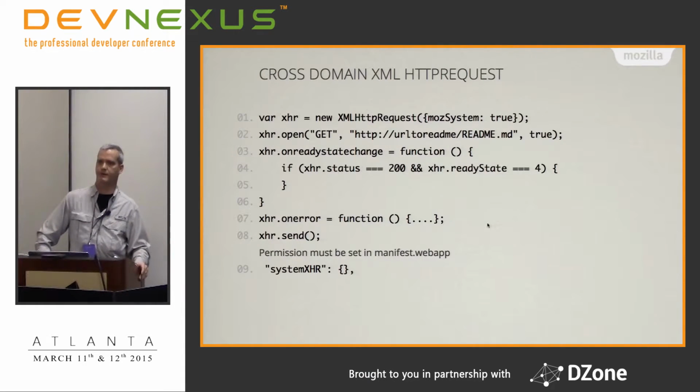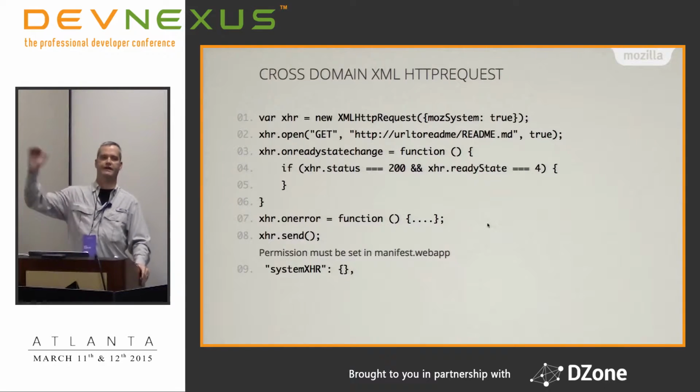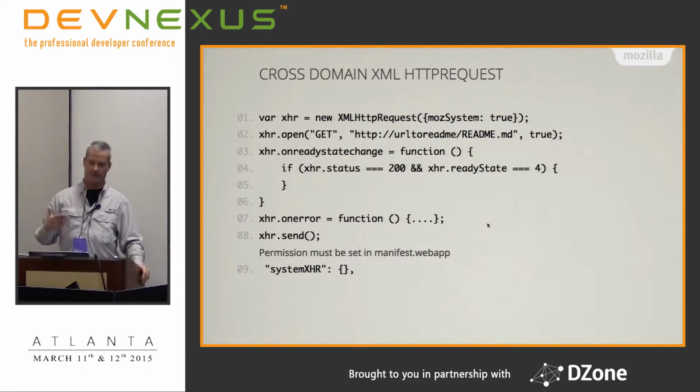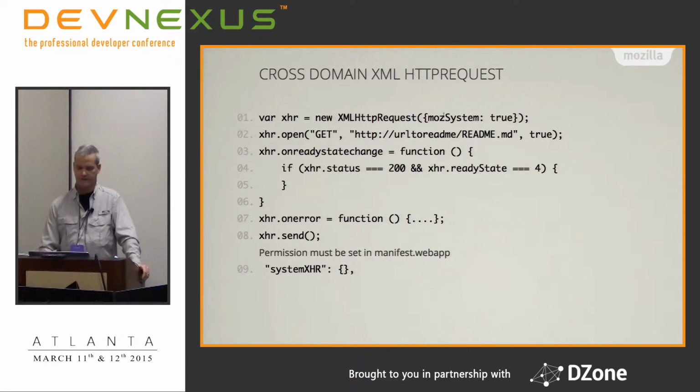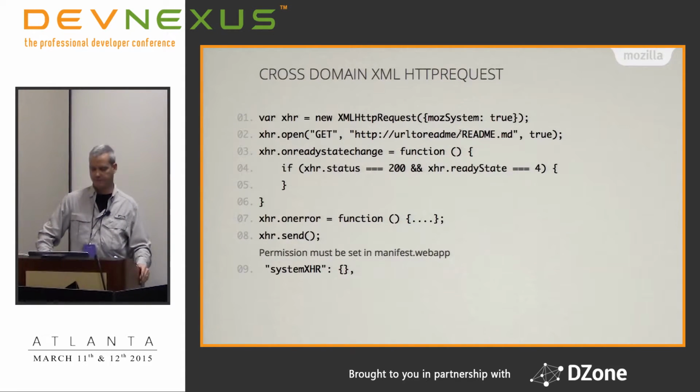Cross-domain XML HTTP request. If you're writing an app that goes out and gets data from another website, you've probably run into this piece of code before or have done something similar. It's been on the web for a decade, and frankly, I hate it because it causes us more issues than anything. But you create the XML HTTP request, and in this particular case, you just have to pass this Moz system parameter. You do an XHR open, get the URL, and then you check it.